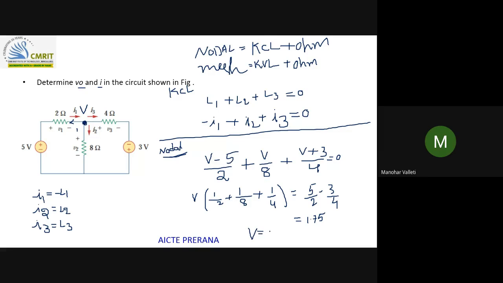So V equal to 2 volts. Do all of us have got the 2 volts? Yes, sir. Fine. Now what we need to find? You need to find V1, V2, V3. For that, if you know I1, I2, I3, it is easy, right?